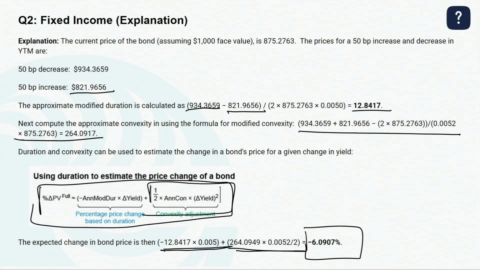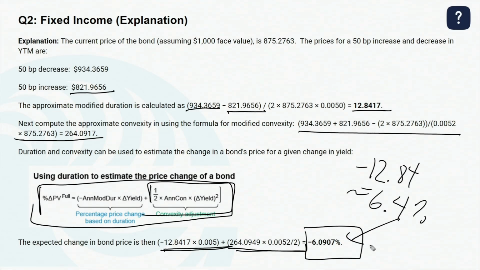the bond price is going to fall by negative 6.1%. Notice how that is a lower amount than implied by duration. If we had simply used duration as an approximation, we would say for a 100 basis points move, bond prices are going to fall by 12.84%, which means that for a 50 basis points move using duration alone, the bond's price should fall by roughly 6.4%.